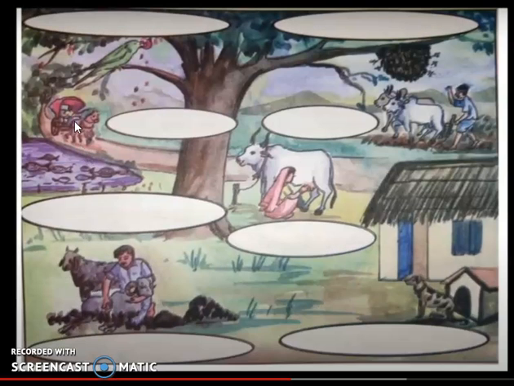Now you see children, this is the picture of a horse. The horse is used to pull the tongas and take you from one place to another. Then fishes are used for food, isn't it? Fishes are used for food. We take milk from the cow to drink. And here is the picture of the goat. People eat the flesh of the goat or we take the milk of the goat to drink.